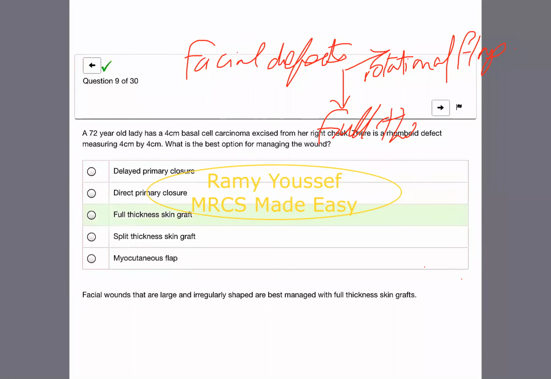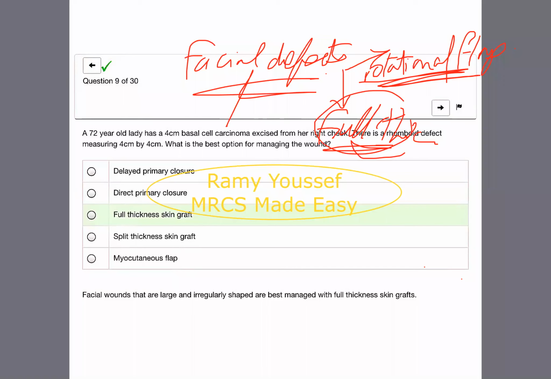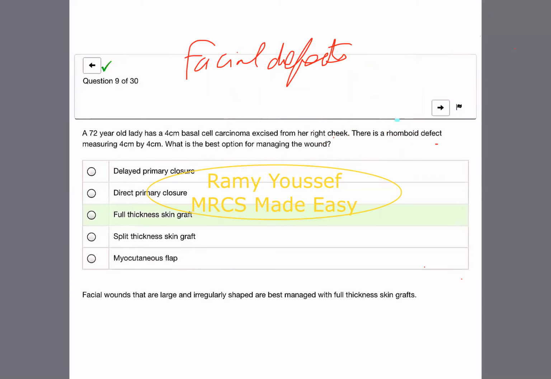This is the second one, by the way, about the facial defects. One will be in the nose, a lumbar flap; mostly it will be a rotational flap. The other one will be the cheek, where you will put a full thickness graft. I'm just collecting questions that you'll face in the exam, by the way.